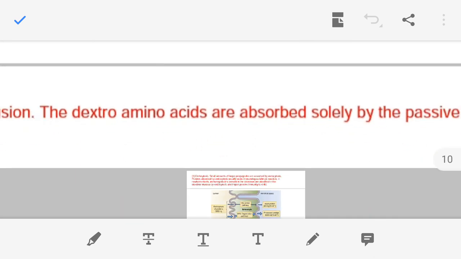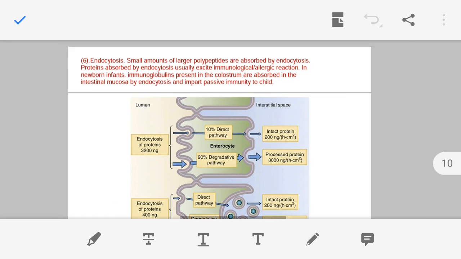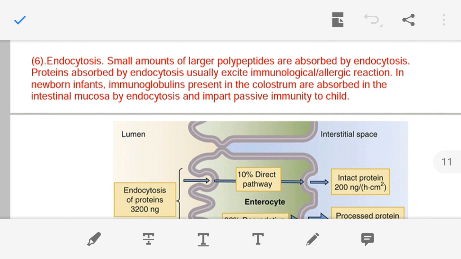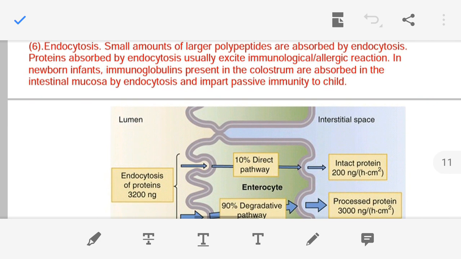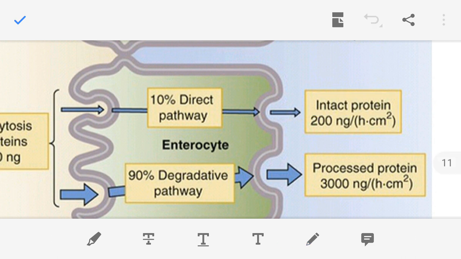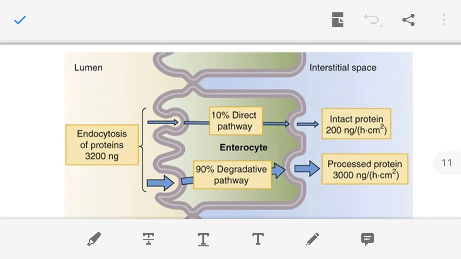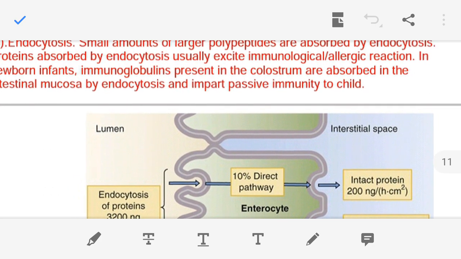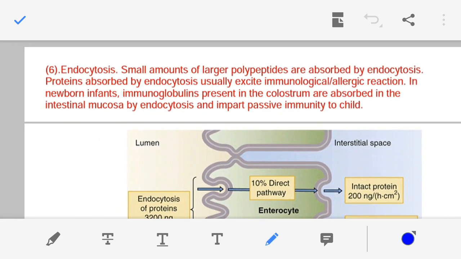Now one more thing, this point, endocytosis. So absorption of intact protein. Intact protein means the protein is not digested and it is absorbed in the same form in which the protein was taken, or it is digested intracellularly. Now what they are talking about here, this is the theory point, is the colostrum.